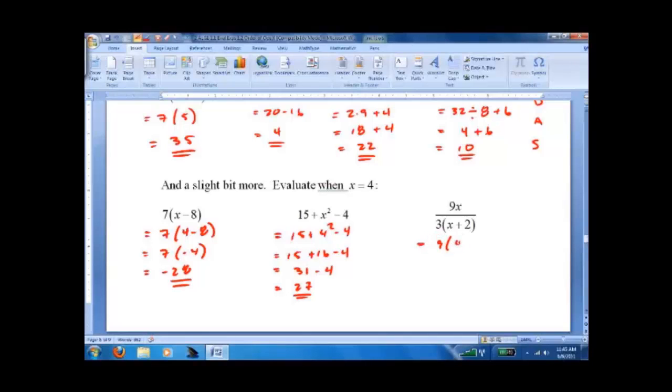And here we just plug them in. 9 times 4 over 3 times 4 plus 2. Now, when we have division, we do top and bottom. Well, actually, we have some parentheses here, so we have to do 9 times 4 over 3 times 6, which is everything on top of the dividing sign, 36. Everything on the bottom is 18.